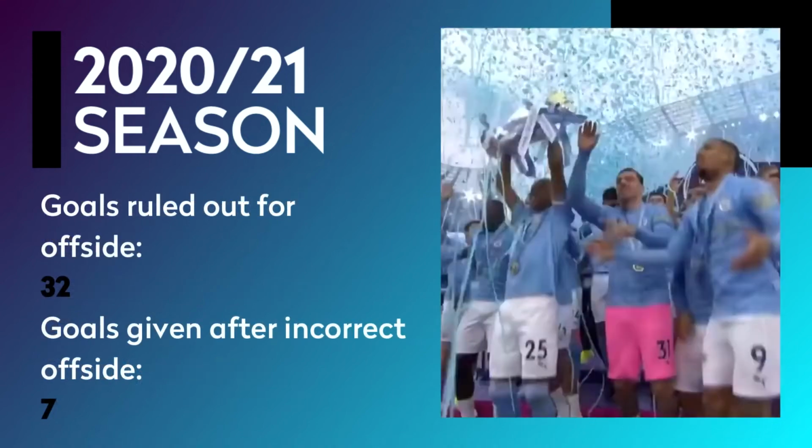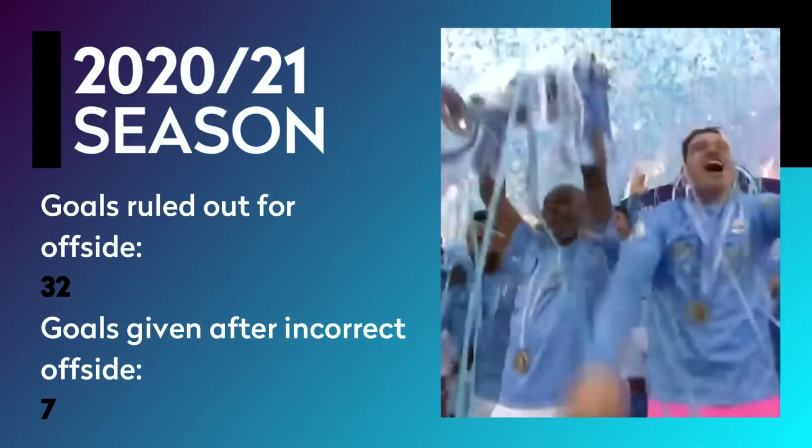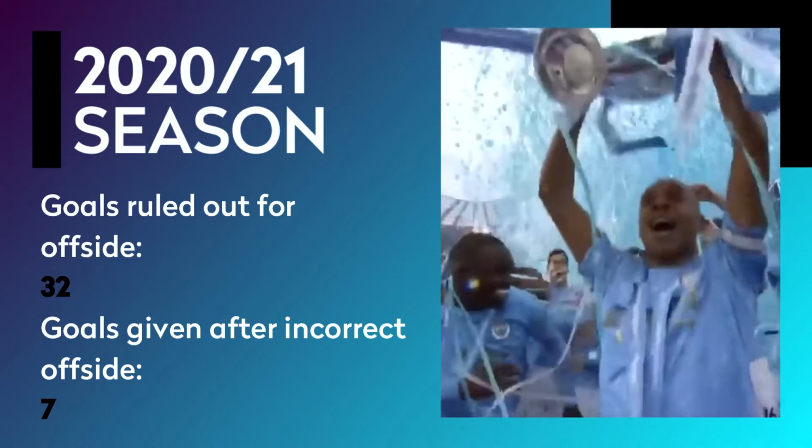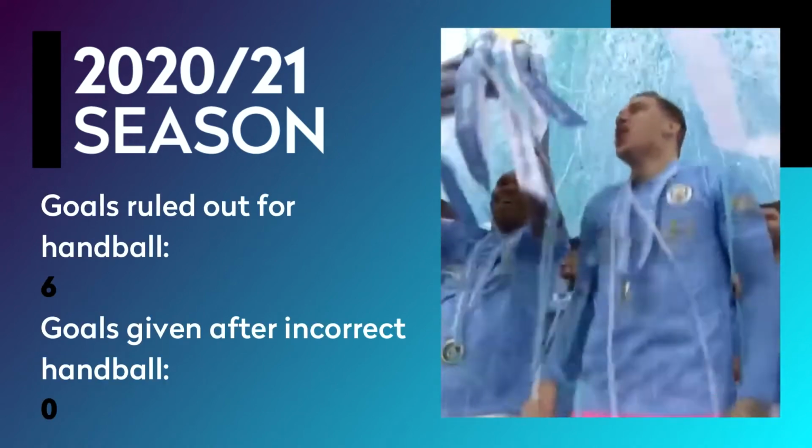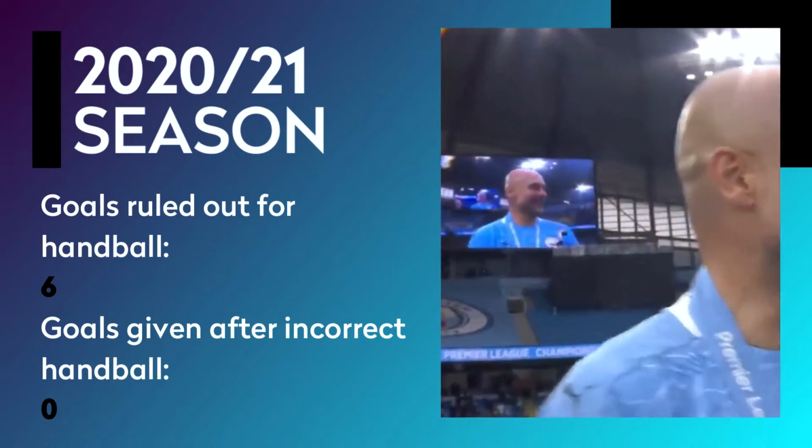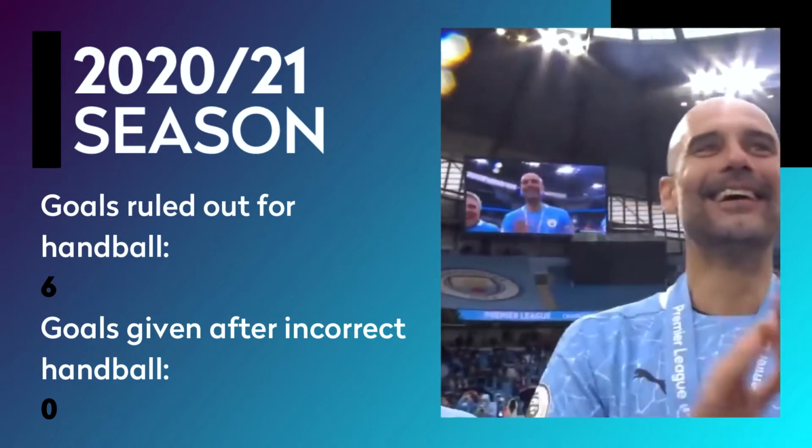On the subject of goals, 32 were ruled out for offside, whereas 7 were awarded following an incorrect offside call, 6 were ruled out for handball, and 3 were ruled out as a result of a foul. Finally, in terms of red cards, 17 were awarded and 2 overturned, with 1 given for mistaken identity.